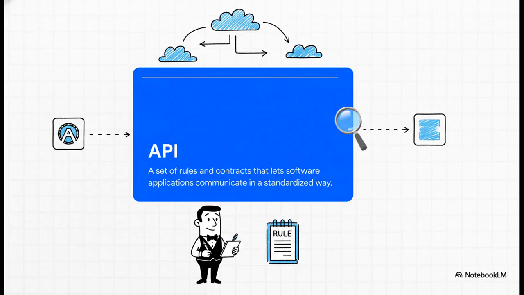So now that you have that waiter analogy locked in your head, here's the more official definition. An API, which stands for Application Programming Interface, is basically a set of rules and contracts that lets different software programs talk to each other in a controlled, predictable way. It's the waiter making sure everyone follows the rules of the restaurant.